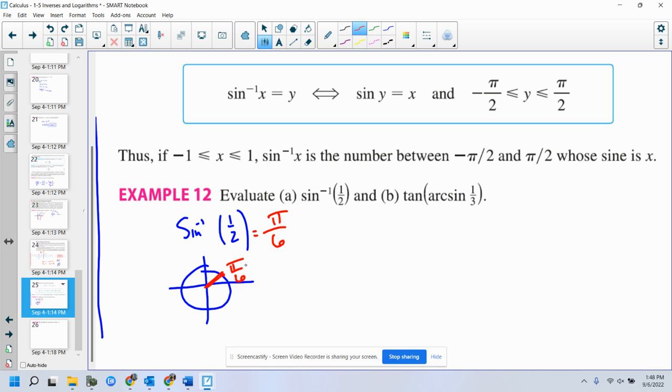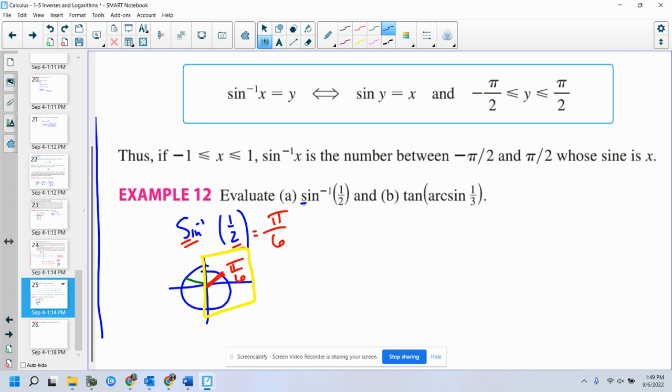And again, because I'm looking at the sine, I know that I'm looking for the y value that is 1/2. What angle has the y value of 1/2? Pi over 6. You may be thinking to yourself, wait, there's another option over here. But remember, the restrictions on the domain are only giving us the first and fourth quadrants. That's the only thing that I care about on the restricted domain.